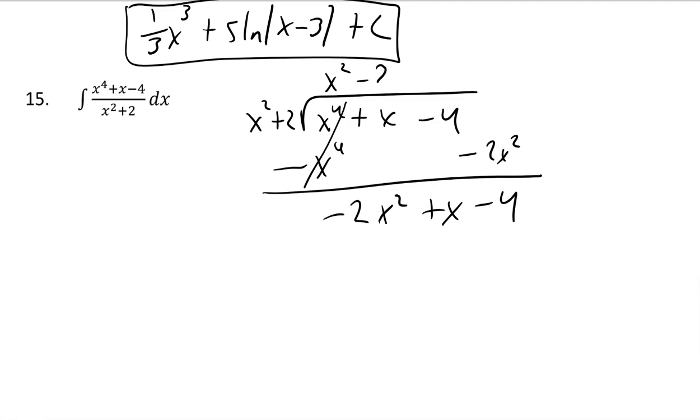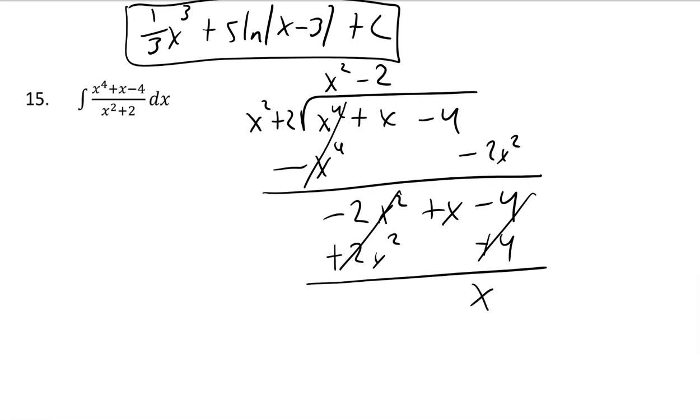Okay, go again. -2 times x squared is -2x squared. -2 times +2 would be -4. Subtract, so you change those signs, those go away, this goes away, and we're left with an x. So this would be our remainder. So from long division, I can rewrite this question as x squared minus 2, that's the quotient, plus the remainder, which was x over the divisor.